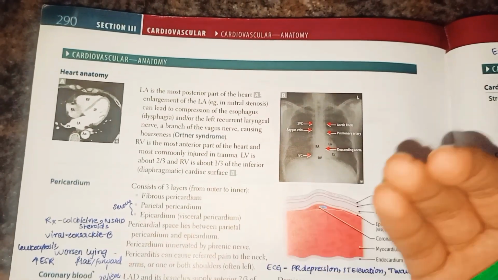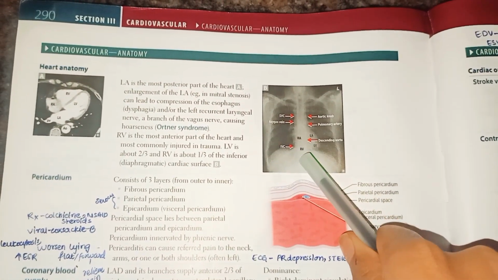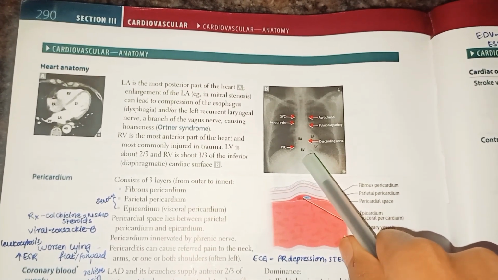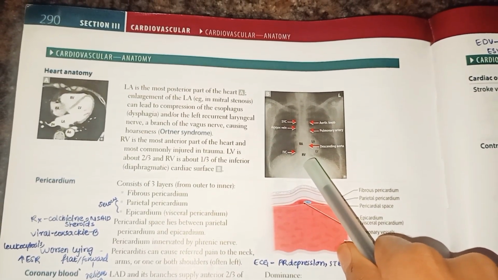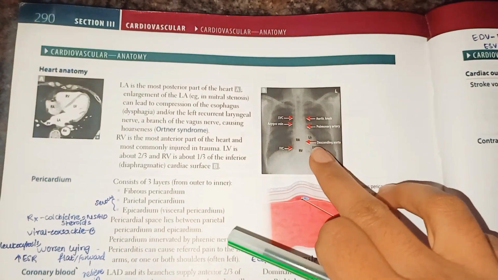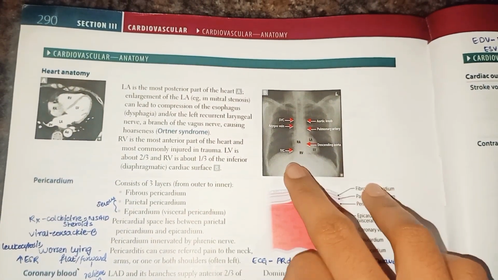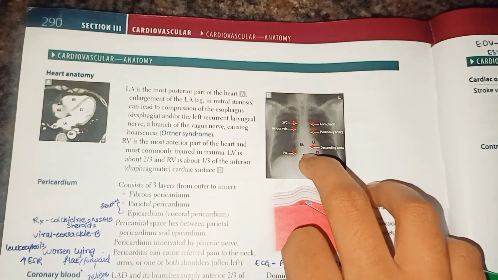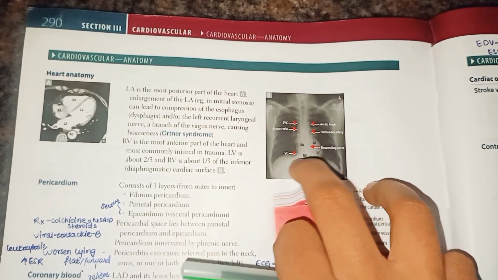Next, coming to right ventricle, as I said, it's the most anterior part. You can see here, this is the right ventricle, and this is most commonly injured in trauma because it's most anteriorly present. And left ventricle occupies about 2/3. It occupies more space when compared with the right ventricle. The right ventricle occupies only 1/3 space on the inferior diaphragmatic surface.